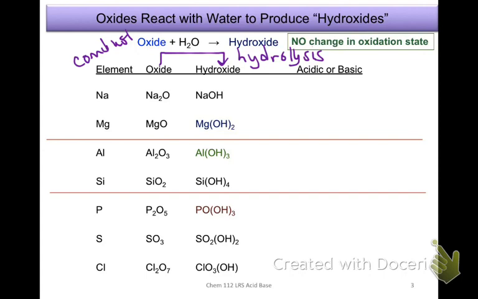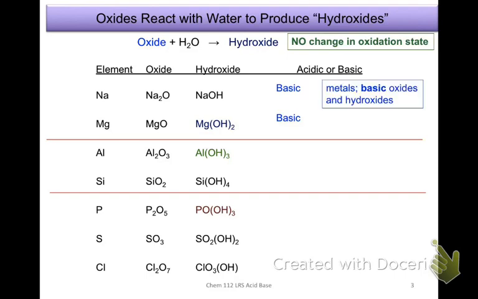We can do an experiment to tell whether these oxides and hydroxides are acidic or basic by putting them in aqueous solution and using an indicator. If I took sodium hydroxide and put it in water, I would find from an indicator that it's a basic solution. Similarly, if I took magnesium hydroxide and put it in water, I would find that that also is a basic solution.